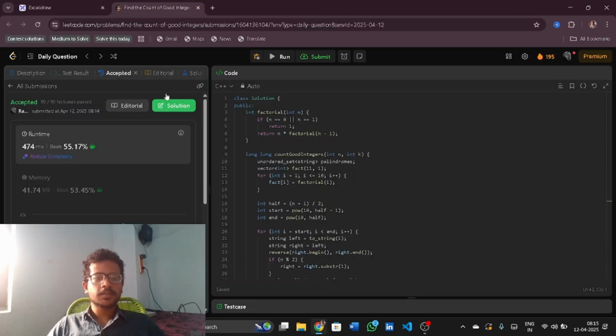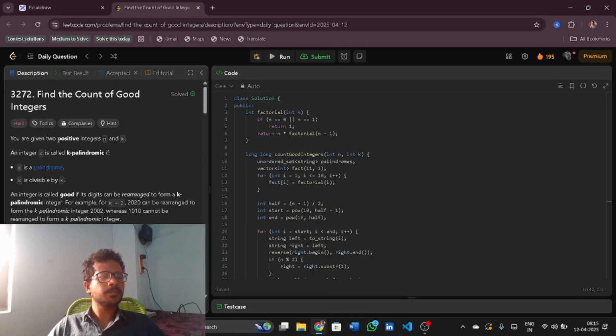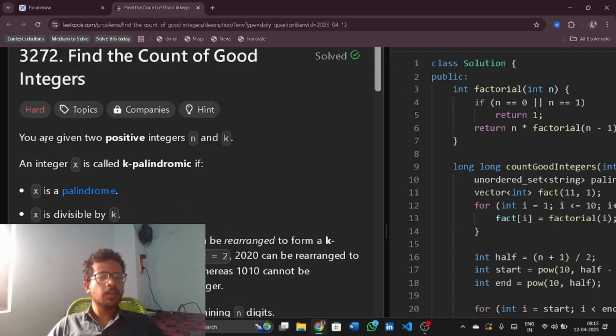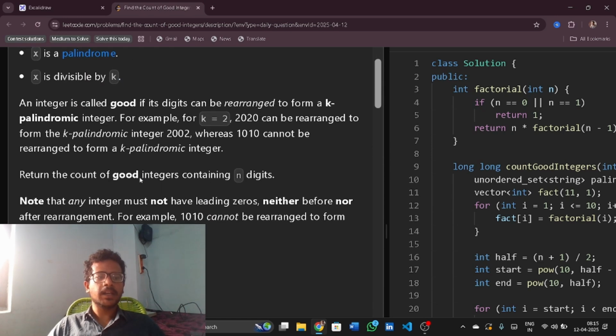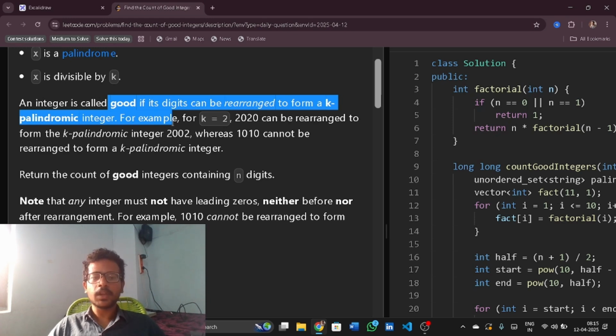Hello everyone. Let us now discuss how we can solve this problem: find the count of good integers. We are given two positive integers n and k. An integer x is called k-palindromic if x is a palindrome and x is divisible by k. An integer is called good if its digits can be rearranged to form a k-palindromic integer.